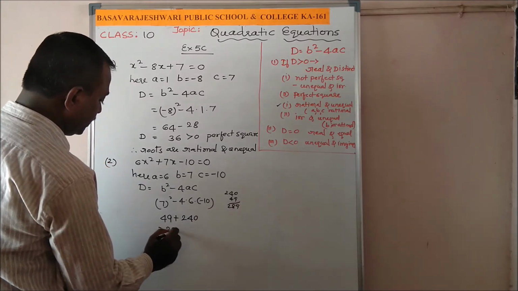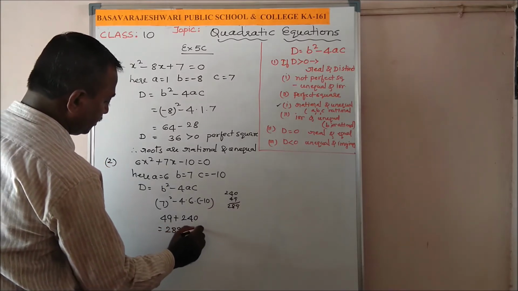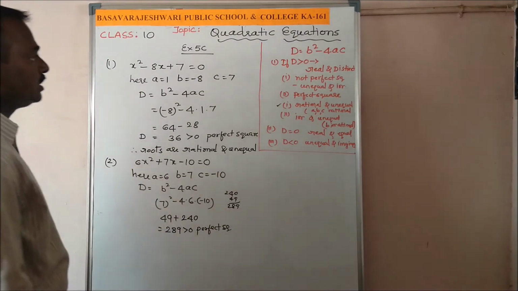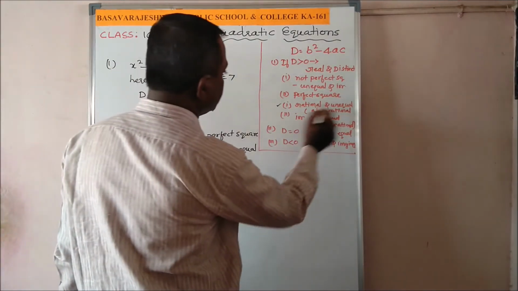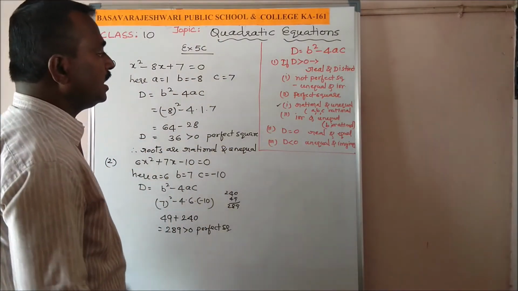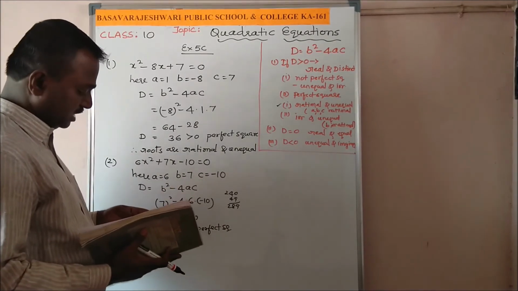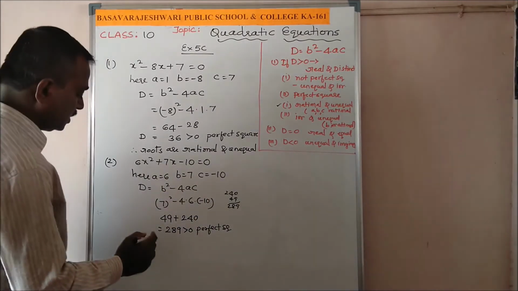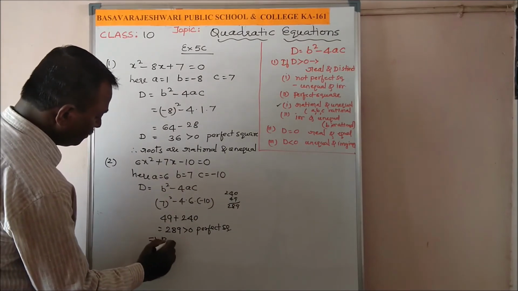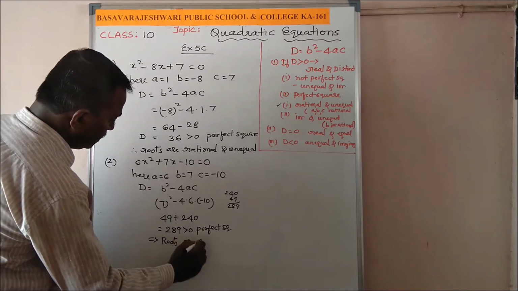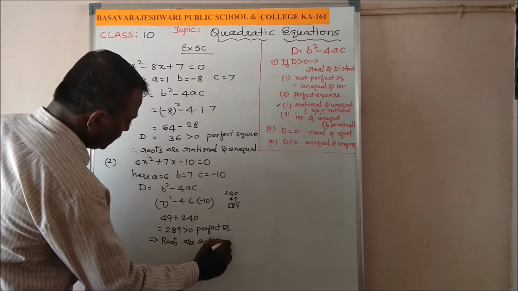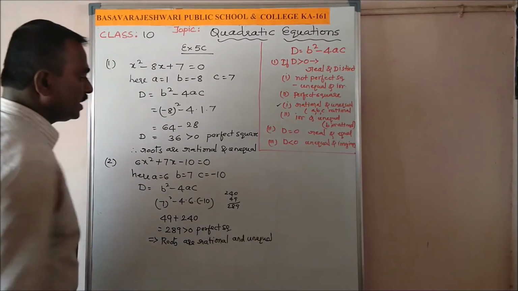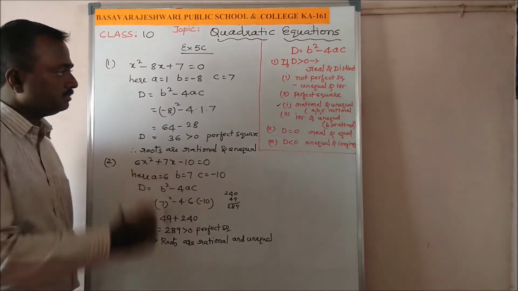That is equal to 289, greater than 0 and perfect square. So greater than 0 and it is a perfect square means rational and unequal. So 289 is perfect square means it is rational and unequal. So therefore roots are rational and unequal. So you have to write like this. Understood now?